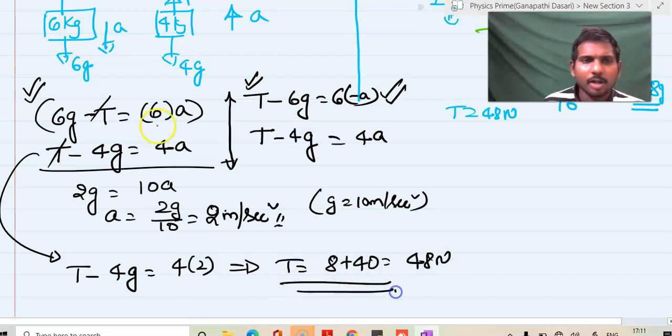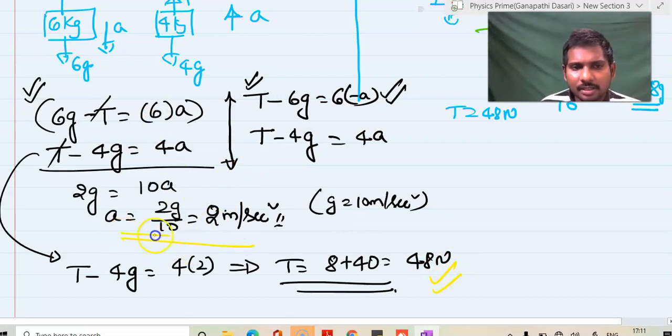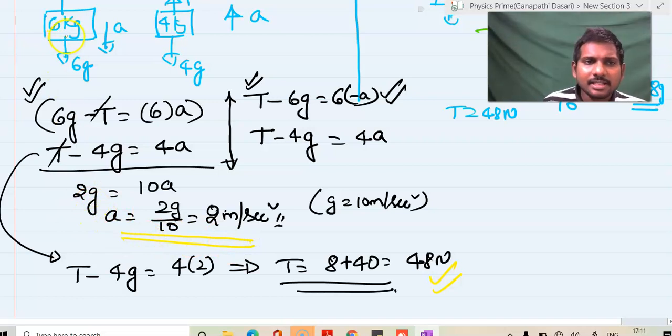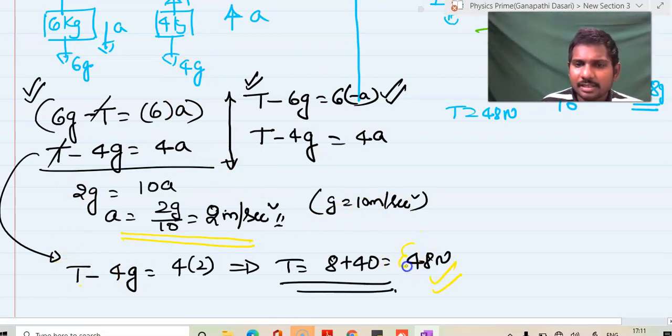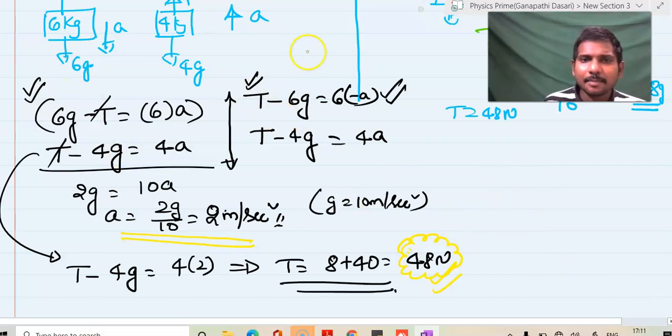You can solve in this way also to get the same answers. The acceleration of the blocks is 2 meter per second square. The 6 kg block is going downwards and the 4 kg block is going upward with 2 meter per second square acceleration, and the tension is 48 newtons in the string. Because the string is ideal and the pulley is also ideal here, the pulley will not rotate. This is the basic Atwood machine kind of problem.